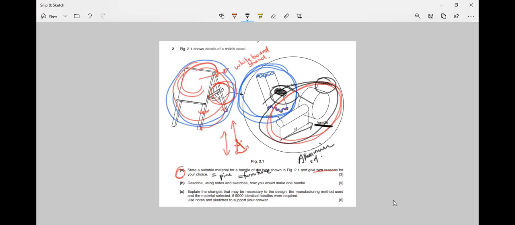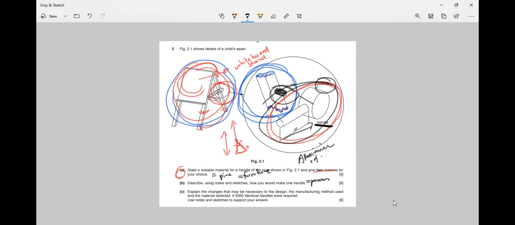Okay, and when you're answering question B, how are you going to go about it? Describe using notes and sketches how you would make one handle. What are they actually asking you here? Okay, so they want me to describe how I would make one handle. They are asking for a process. They're asking you to describe a process.